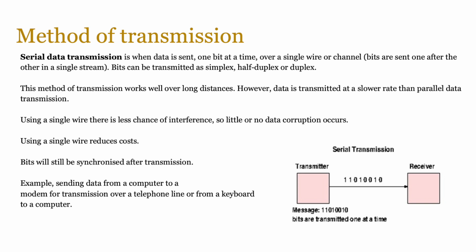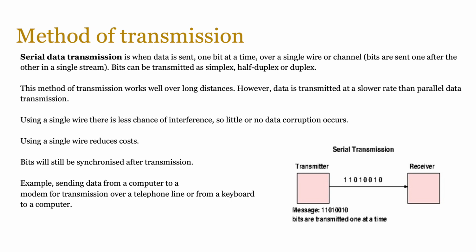The methods of transmissions are serial and parallel. Now, serial data transmission is when data is sent one bit at a time over a single wire or channel. Bits are sent one after the other, so it's a single stream. Bits can be transmitted as simplex, half-duplex, or duplex. In the exam, you'll be asked to justify a combination of direction and method together. Now, this method of transmission works well over long distances. However, data is transmitted at a lot slower rate than parallel data transmission.